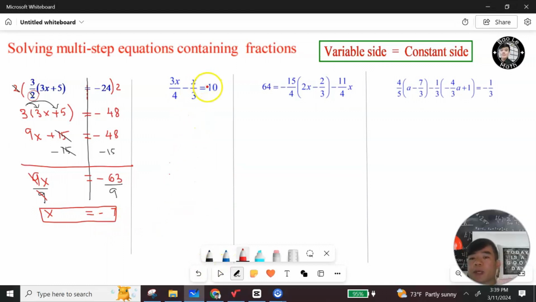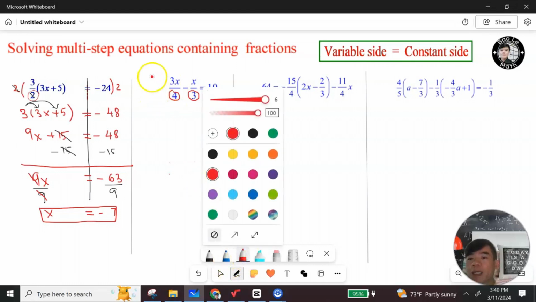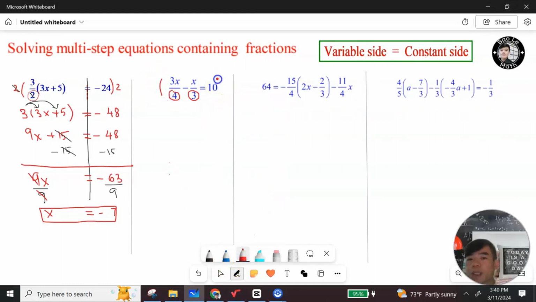Alright, the second one. I see that the denominators are 4 and 3. So I have two numbers, and I need to find the least common denominator of 4 and 3. The least common denominator of 4 and 3 is 12. So I multiply both sides by 12, because the LCM of 3 and 4 is 12.